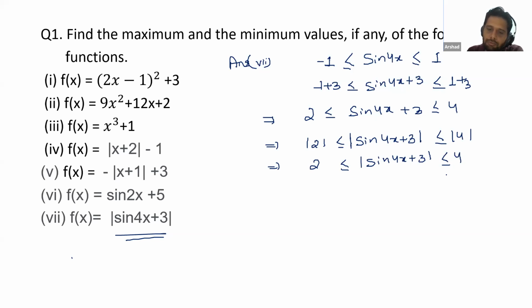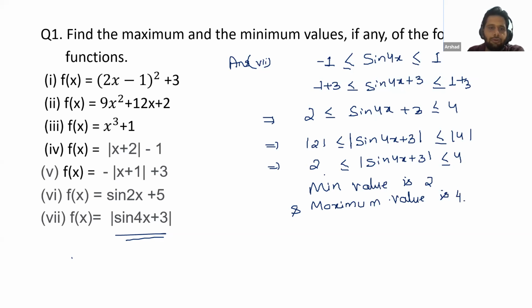So again, the minimum value is 2 and the maximum value is 4. Please note this down and raise your hands once it is done. And if anyone has a doubt, please tell.